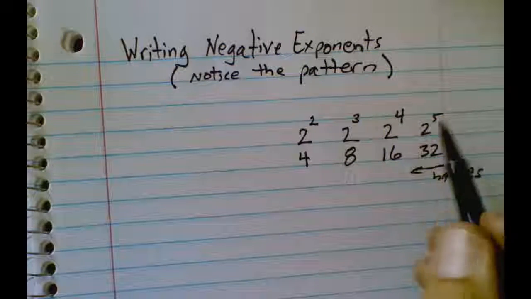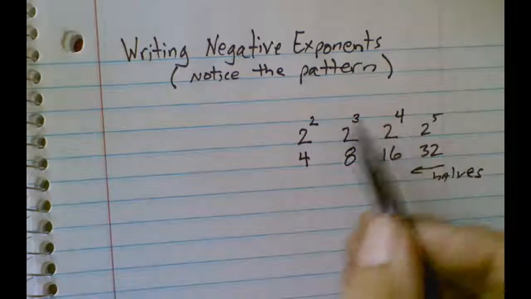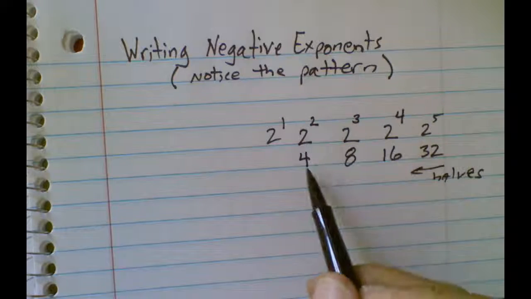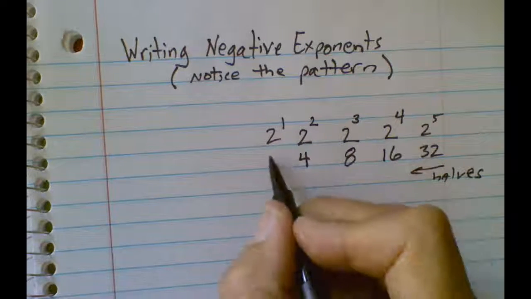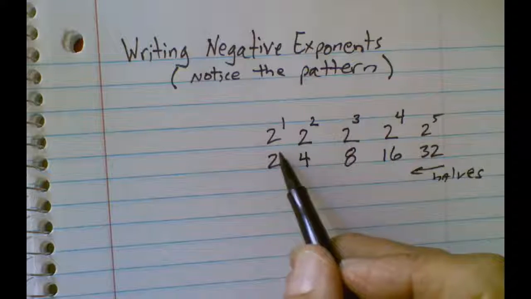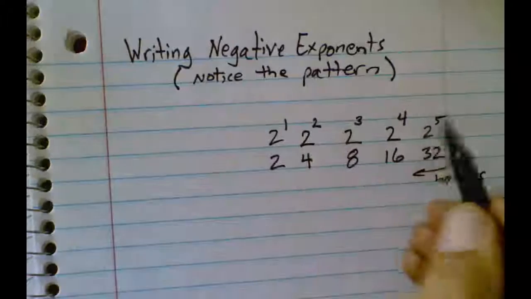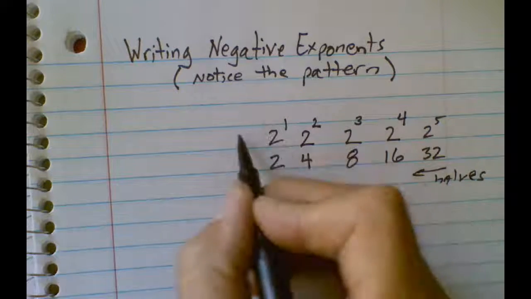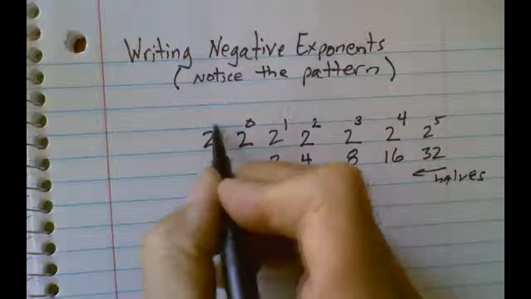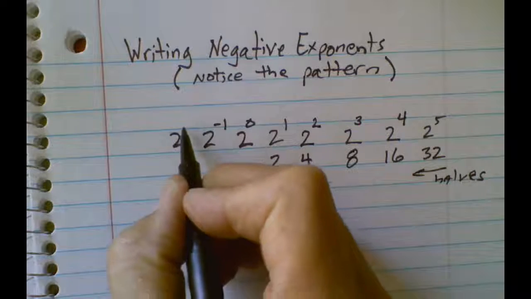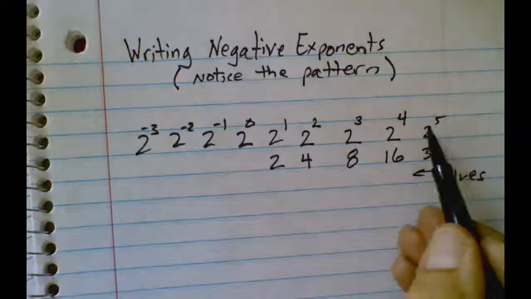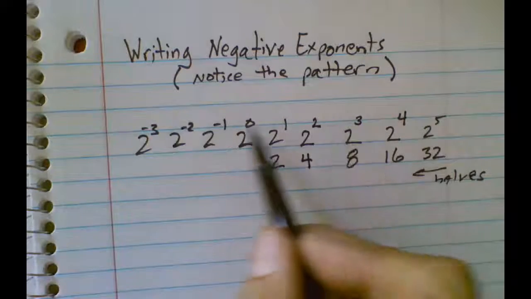So if I continue this pattern, I'd have 2 to the fifth, fourth, third, second. Then I'd have 2 to the first. Well, what's half of 4? Well, 2, right? We know that. And when I don't have an exponent written on a number, I know it's to the first power. Well, if I went 5, 4, 3, 2, 1, the next exponent I have would be 0. And the next exponent after that would be negative 1. The next exponent after that would be negative 2, and so forth. So I can see this pattern in how the exponents are going down by integers.